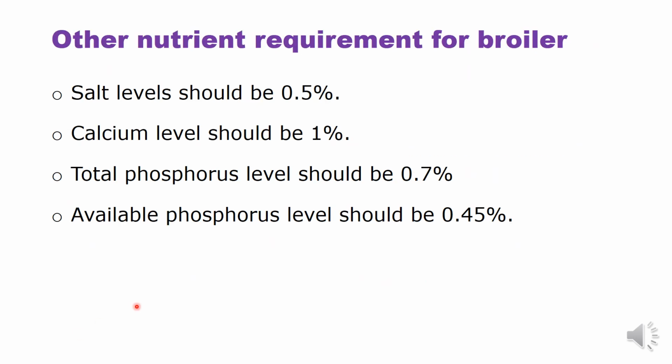Other nutrients required by the broiler: we have calcium, and this is always 1%. Remember, they are not layers. Layers will require higher calcium levels of 3%, but the broilers require 1%. Then the total phosphorus level should be 0.7%, but the available one should be 0.45. The salt levels should be 0.5 because excess salt results in salt poisoning, and this affects the bird. It will also result in wet litter, which favors conditions of coccidiosis.